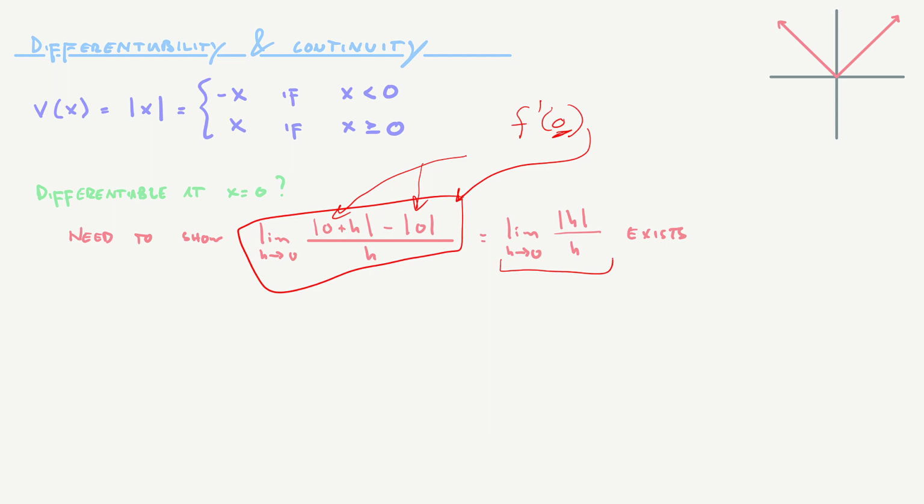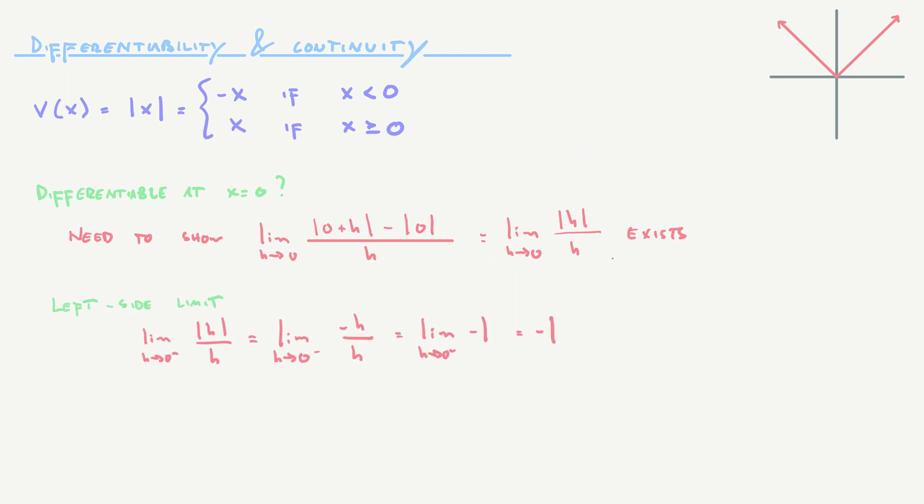How do you show a limit exists? Well, the left-hand limit and the right-hand limit have to agree. So let's do that. The left side limit, right? The limit as h approaches 0 from the left. So from this direction of the graph, we're approaching 0. Well, that's the same as the limit as h approaches 0 from the left of negative h, because we're approaching from the left, and the definition of absolute value is negative. So we got negative h divided by h, which is negative 1. So the limit as h approaches 0 from the left is negative 1, which actually makes sense.